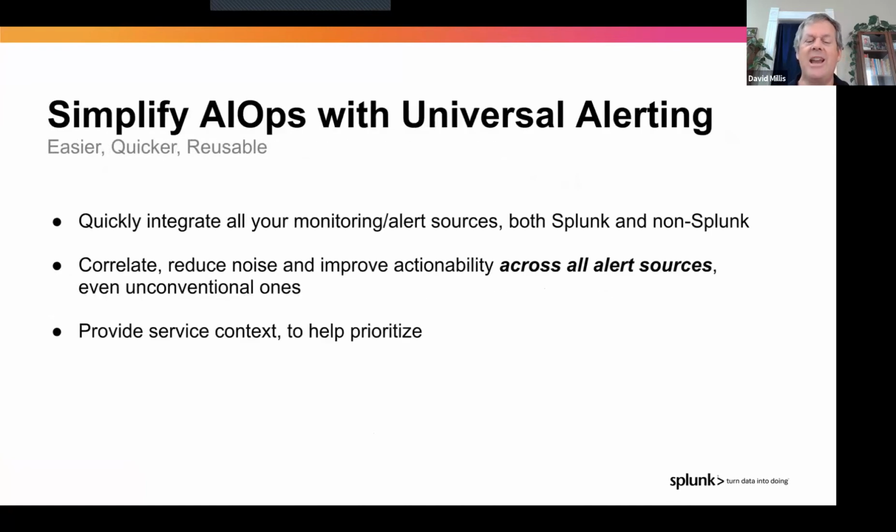Universal alerting provides a kinder, gentler path for implementing AIOps, specifically a better way to wrangle those alert sources such as Splunk Infrastructure Monitor, Nagios, SolarWinds, maybe even BazookaNet Manager. This allows all alert sources to be easily integrated and correlated, both Splunk and non-Splunk. Even weird alert sources such as change control events or weather or whatever. And will still reduce the noise, provide service context, and improve actionability. Everything you need to make your ops far more effective.